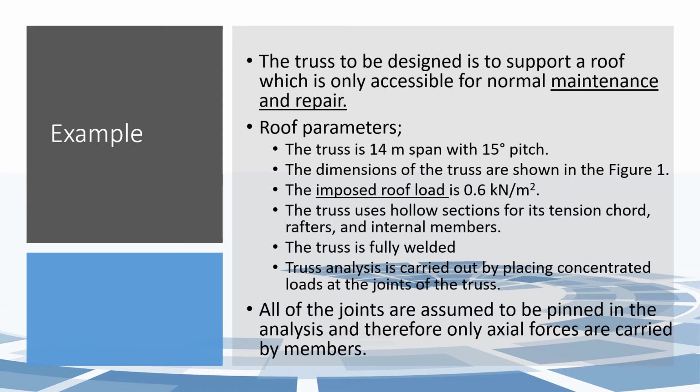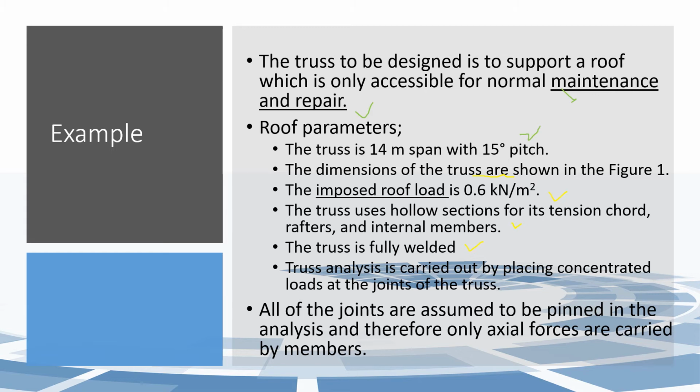The truss is to be designed to support a roof which is only accessible for normal maintenance and repair. Here are the roof parameters. The span is 14 meter with 15 degree pitch. The dimension for the truss is shown in figure 1. The imposed load is 0.6 kN per meter square. The truss uses hollow section types for all members. The truss is fully welded.